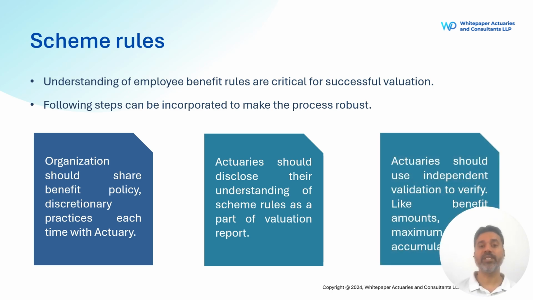Lastly, actuaries should validate scheme rules through additional methods. For example, they can cross-check benefit payments made to exiting employees against the liability for those employees. Individual payments can also be verified against the company's policies, such as maximum allowed leave accumulation or other specific rules.